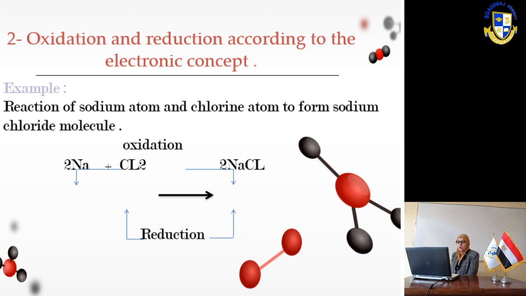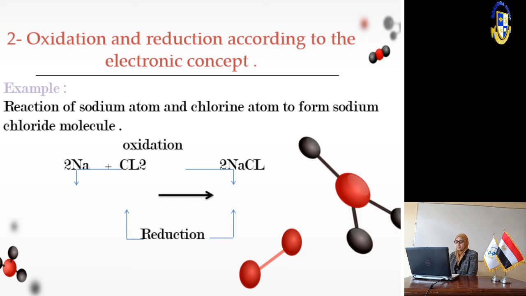Also the chlorine is 2, 8, 7. So the first energy level carries 2 electrons, the second carries 8 electrons, and the third carries 7 electrons. It is going to gain 1 electron, and it is also called monovalent. So sodium loses 1 electron and changes to a positive ion, and chlorine gains 1 electron and changes into a negative ion. So sodium is a reducing agent because it loses 1 electron, and chlorine is an oxidizing agent because it gains 1 electron.